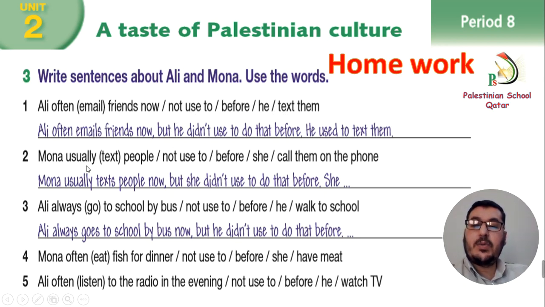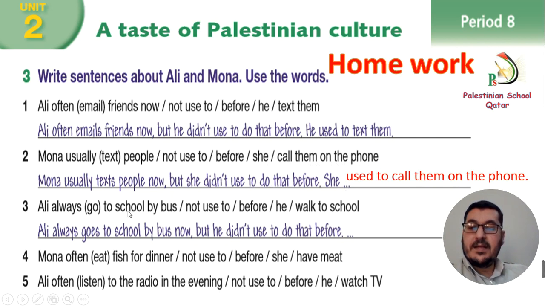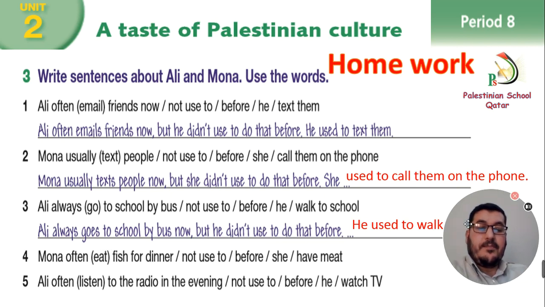Number two, Mona usually texts people, not used to before, she calls them on the phone. When we change it: Mona usually texts people now, but she didn't use to do that before. She used to call them on the phone. Number three, Ali always goes to school by bus, not used to before, he walked to school. It becomes: Ali always goes to school by bus now, but he didn't use to do that before. He used to walk to school.